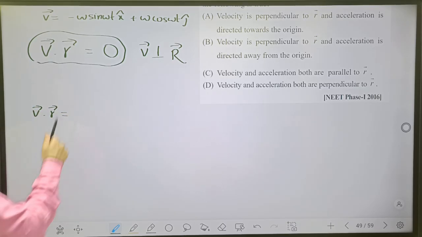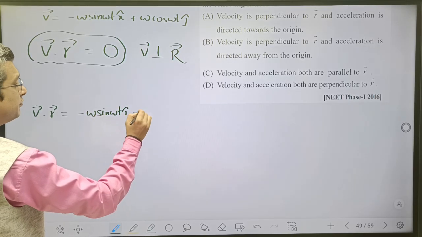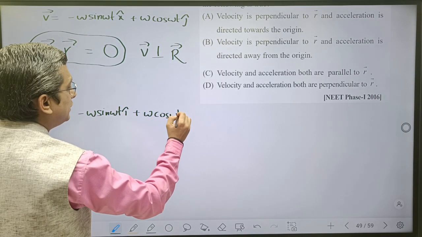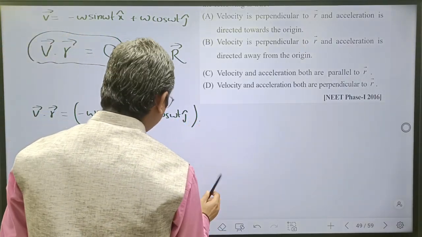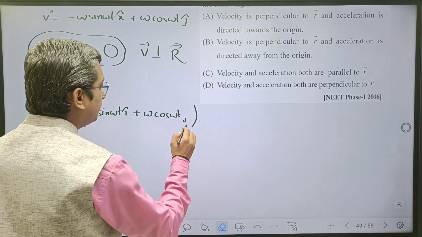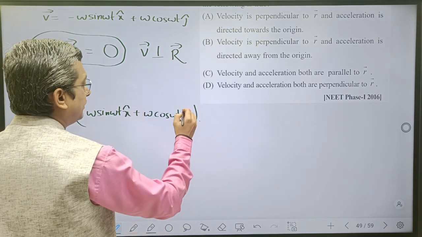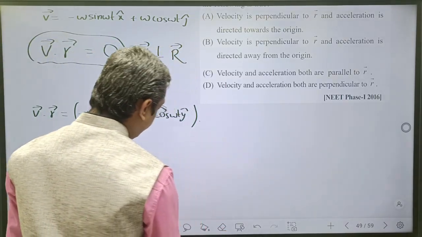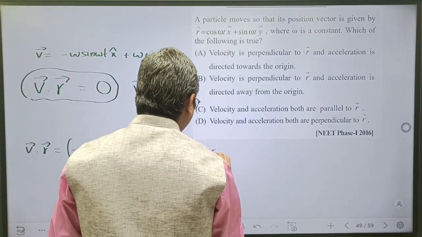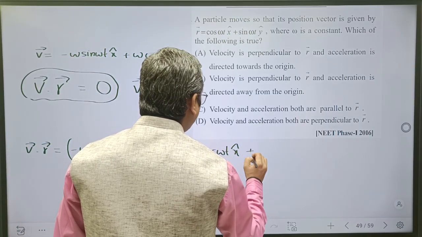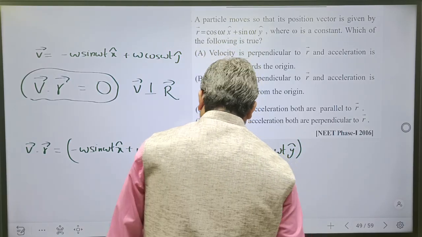So the v vector is given by minus omega sine omega t i cap plus omega cos omega t j cap. Actually, this is not i cap and j cap; in this question it is given as x cap and y cap. So put x cap here and y cap there. The position vector is given by cos omega t x cap plus sin omega t y cap.